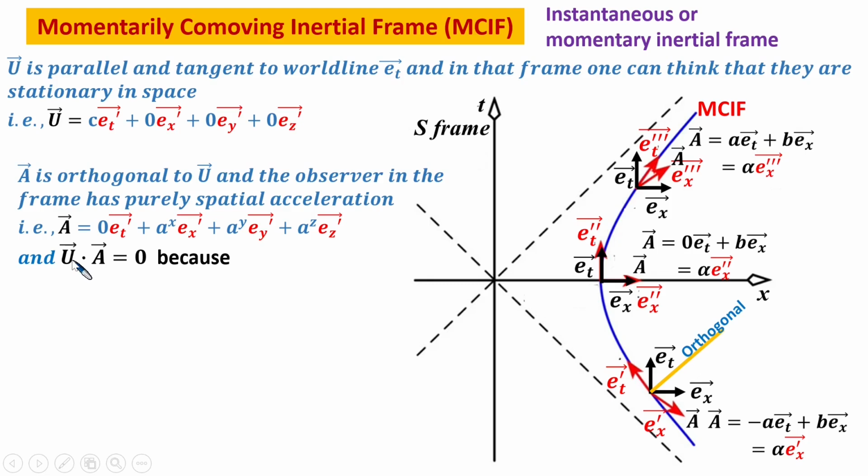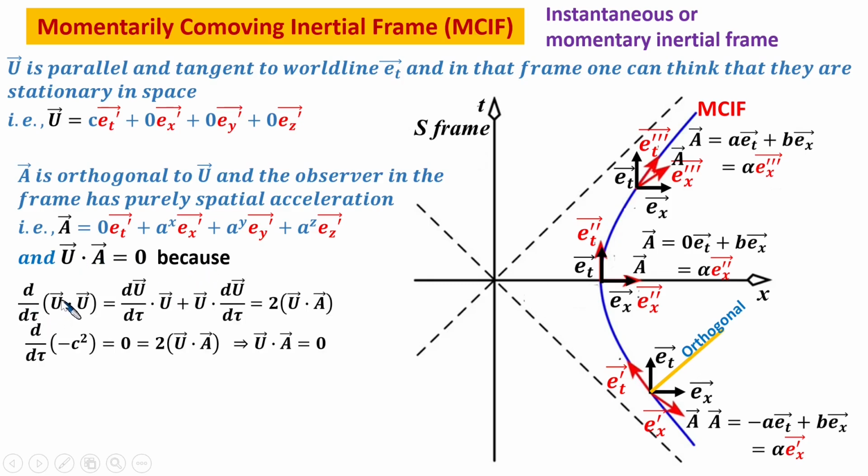And since they are orthogonal, we will show that U dot A is equal to 0, because if I take a proper derivative of U dot U, I can differentiate by parts, and I will get twice U dot A. Okay, this dU by d tau is acceleration. I can write it as the 4-acceleration vector here, and this is also the 4-velocity vector. But we have seen earlier that U dot U is minus c squared, because these are invariant and constant terms. So the derivative with respect to tau will be 0 because these are constant. Thus 2 U dot A is 0. So it implies that U dot A is 0, that is, they are orthogonal.